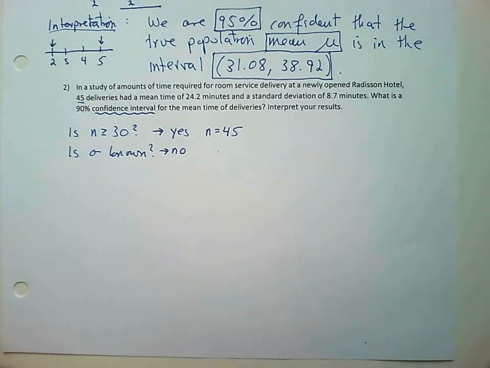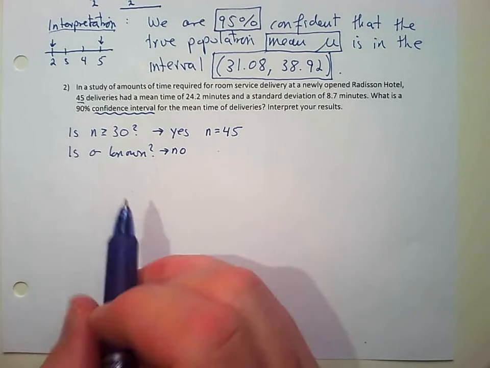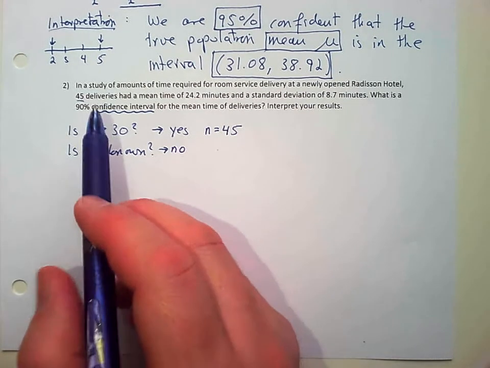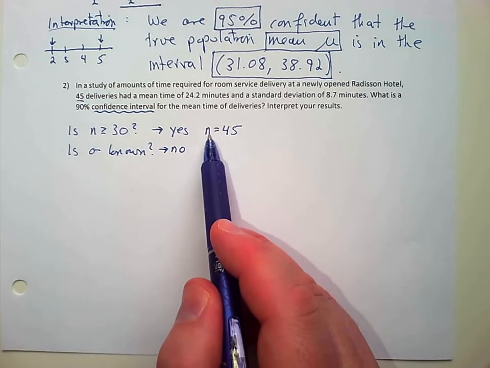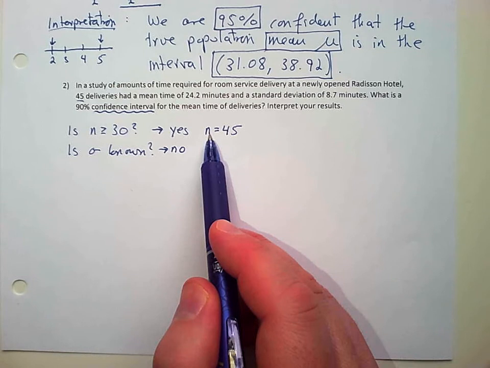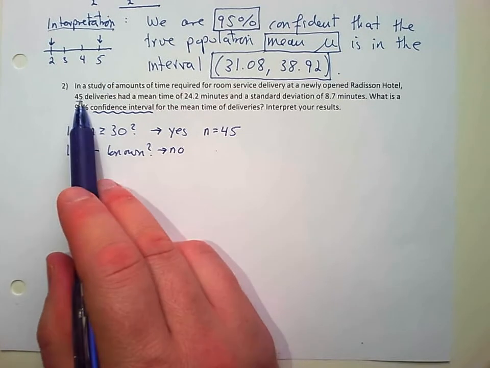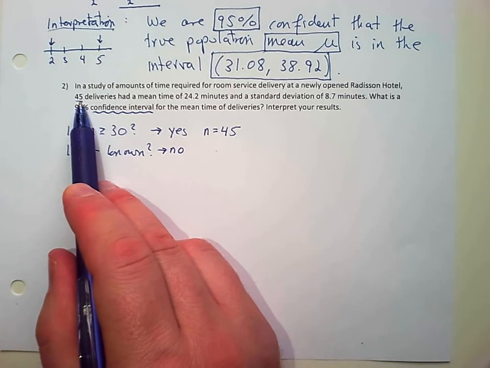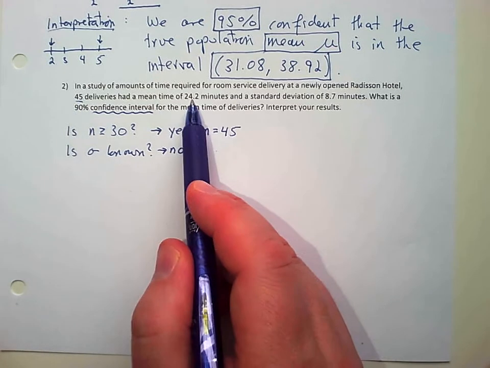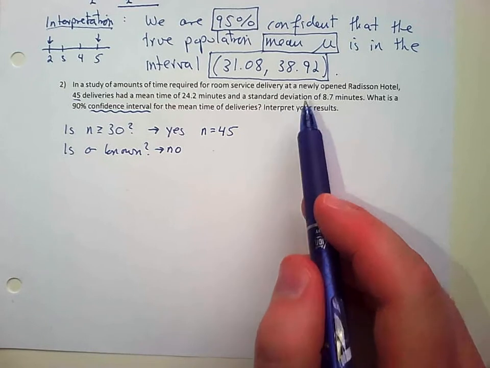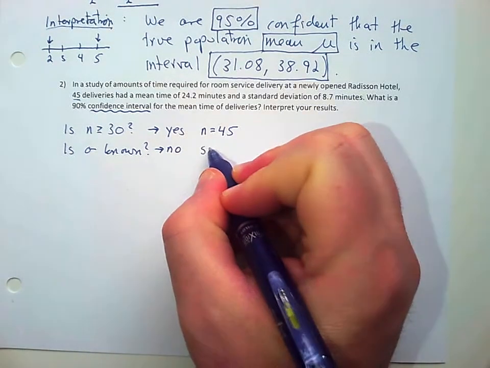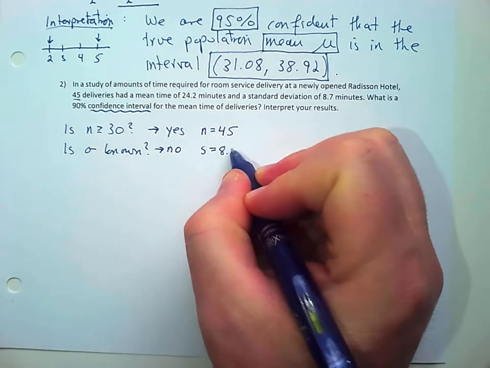Keep in mind that sigma refers to our population standard deviation. Our population standard deviation is sigma. Here it tells us that for these 45 deliveries, which we already agreed on was our sample size, so we're dealing with a sample. For the sample of 45 deliveries, it had a mean and a standard deviation. So therefore, the standard deviation applies to the sample. So S is equal to 8.7.